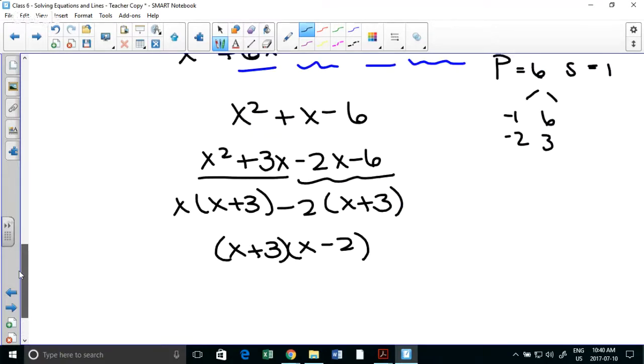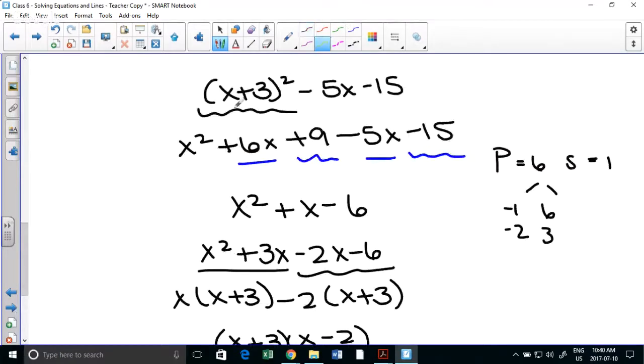How did I get 6x? Because you take the first term times the second term. So x times 3 is 3x times 2. So you go x times 3 times 2 gives you 6x, and that becomes your middle term.